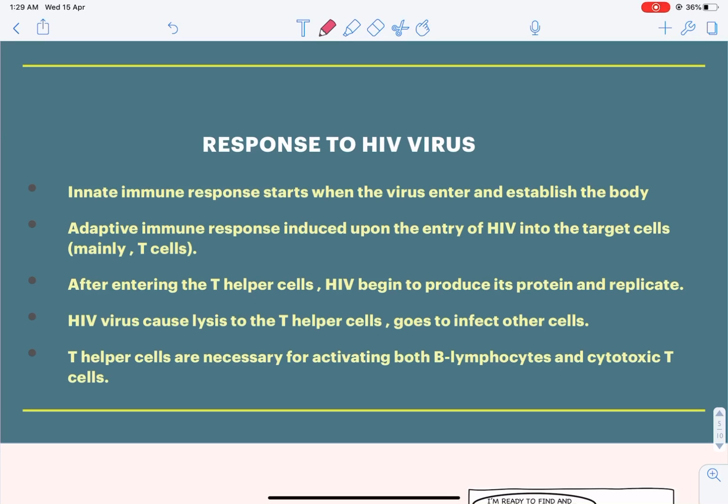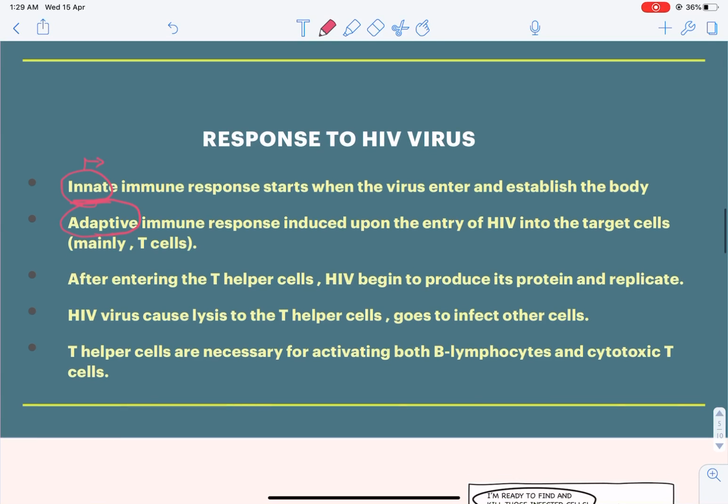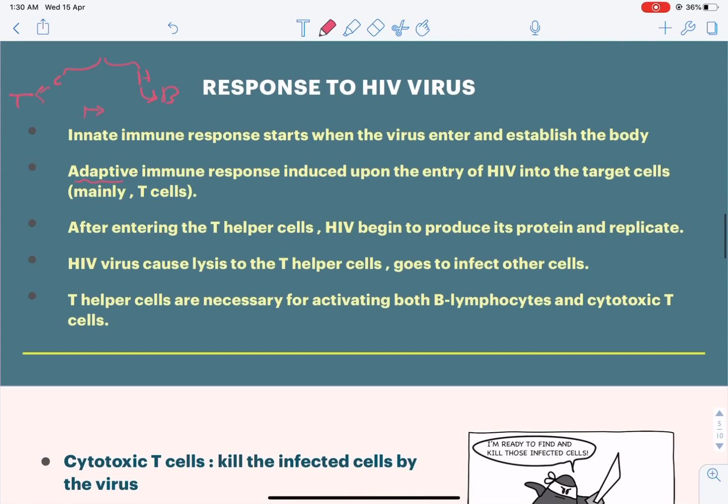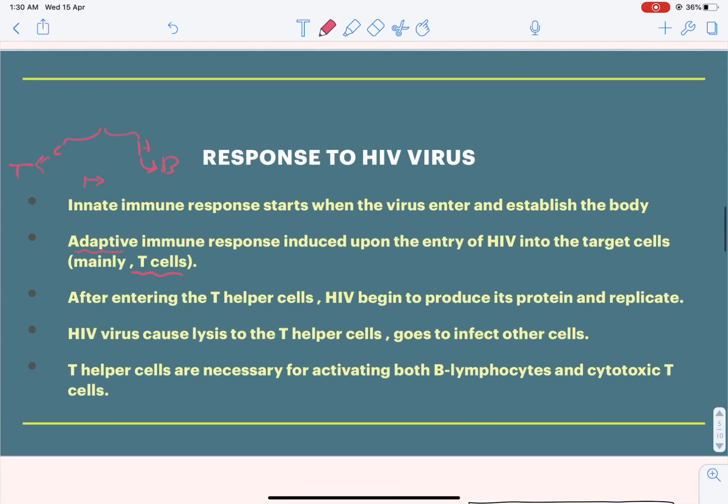So, how does our immune system fight this virus? We know that we have two systems, the innate and adaptive immune response. The innate response is the first defense of our immune system against any infection, including HIV infection. The adaptive immune response includes the humoral response, which is by B lymphocytes, and the cellular response, by T cells. Unfortunately, the virus targets mainly the T cells because of the CD4 molecule.